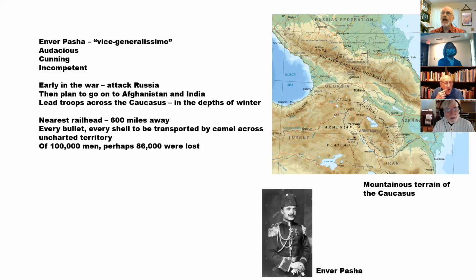And then we'll go to Afghanistan and India. So in the middle of the winter, without any winter supplies really, they march off to a place where the nearest railroad is 600 miles away. You saw those carts in the mud. Every bullet, every shell had to be transported by camel. And can you imagine, 86,000 men out of 100,000 were lost.